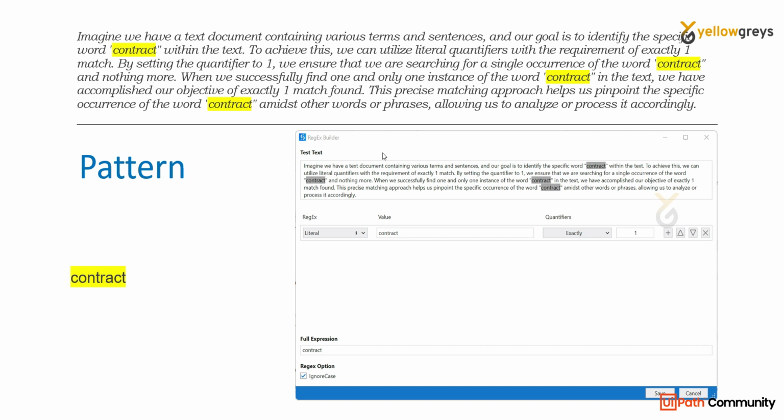You can see that here in this regex builder. Here we have the same text, and I have chosen the literal regex and added the value to find, contract. And here we have the quantifiers. I selected exactly, and I added 1. Here you can see the full expression, which is called the pattern. We have the pattern called contract, so it identified the contract here.